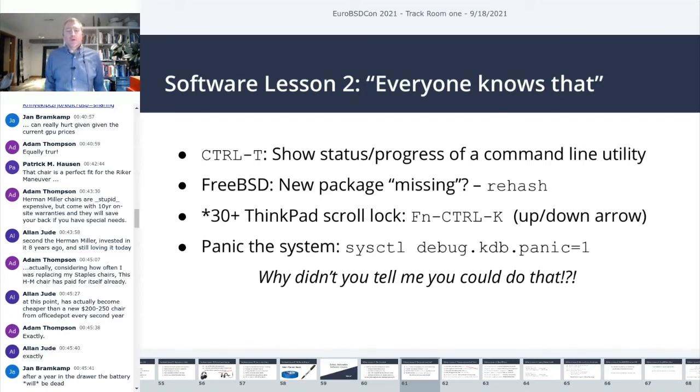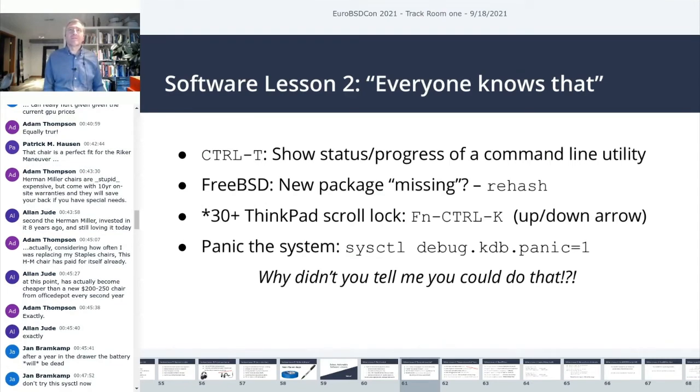I'll do a quick one on everyone knows that, because these are little things that, oh my gosh, blew my mind. You probably know this, but there's no shame in not knowing it, because everyone learned something at some point. So Control T shows the progress of a command line utility. It was at Solaris Day, ZFS Day, hosted by, I think, Joyent back in 2012-ish, before it became the OpenZFS Developer Summit. Someone was flashing a USB drive, hit Control T, and I was like, what the hell was that? Whoa, cool. Wait, I didn't know that. It was on Mac? What the hell?